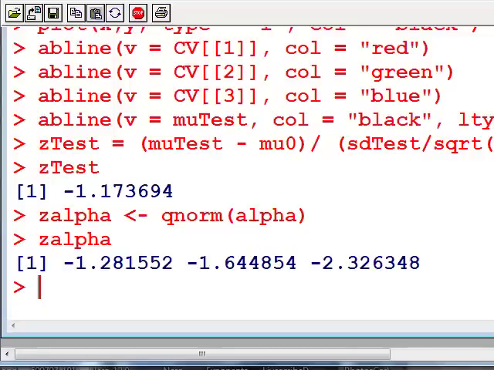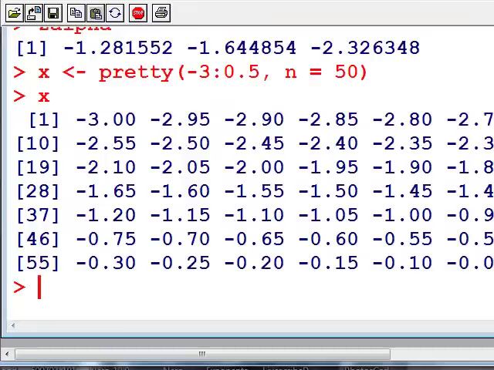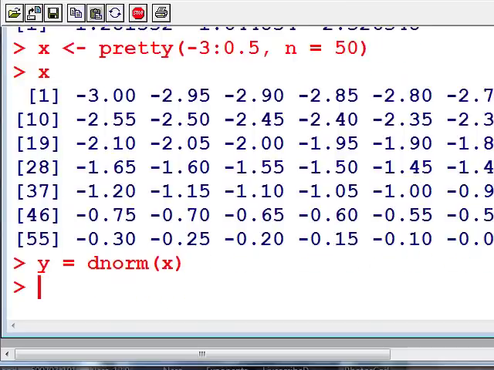Okay. Now I need some x values for my plot. Again, I could use pretty, and if I look here, I'm going to want to go to 0 and down to like minus 2.3. That's the lowest number. So let's go minus 3 to, let's say, 0.5 and give it 50 points. Check out x to make sure it's reasonable. Okay, now go get the y values, which would be the distribution on the normal curve for those x values, and you don't specify anything else. Okay, just using the default, and now we can plot these.